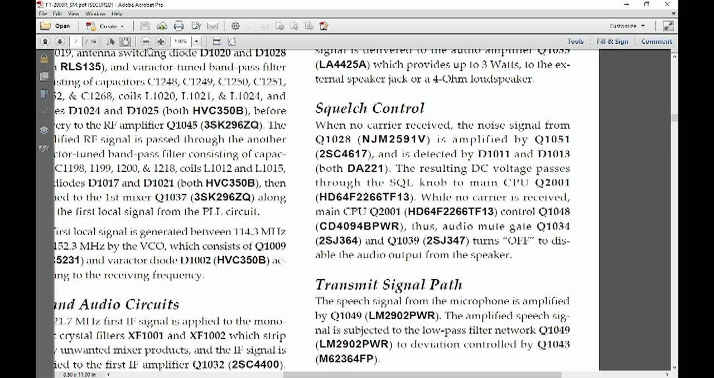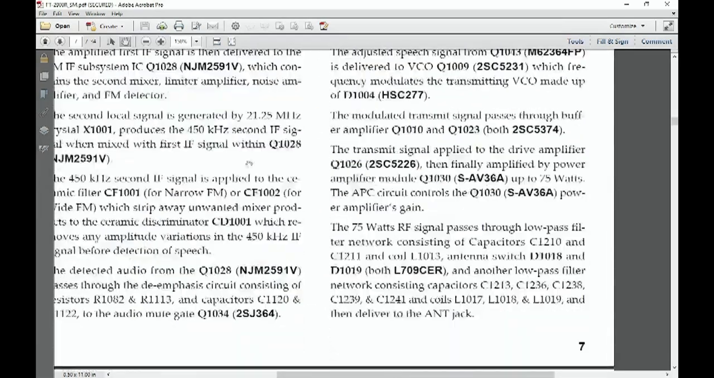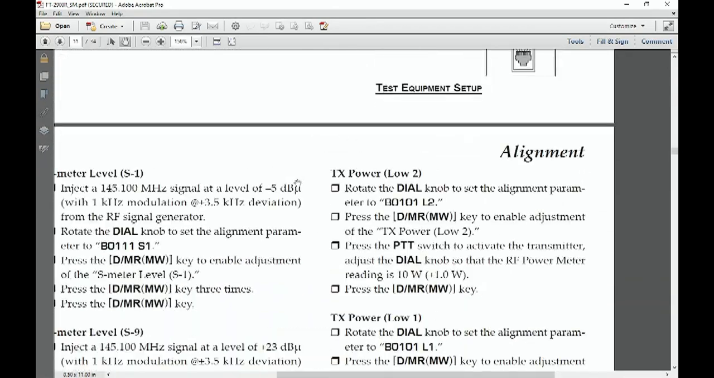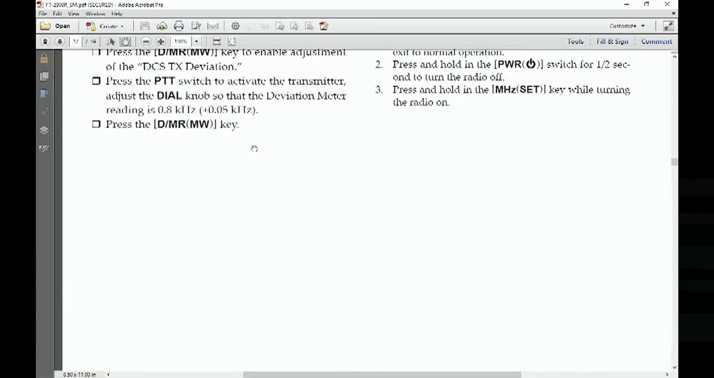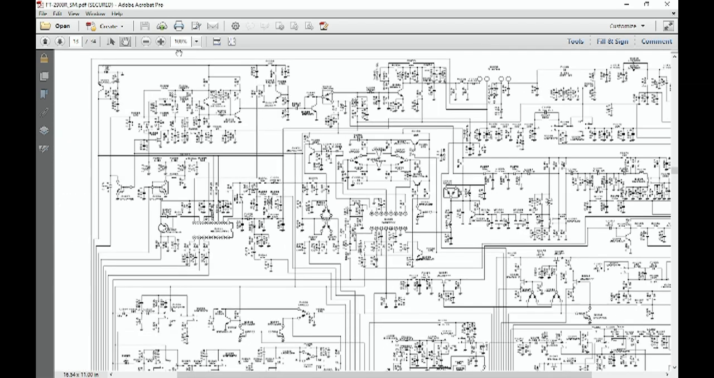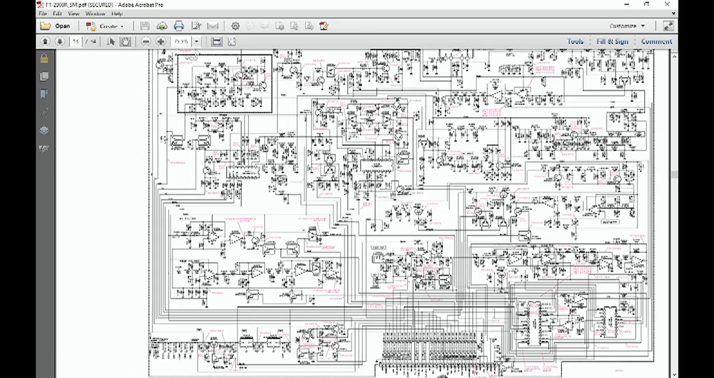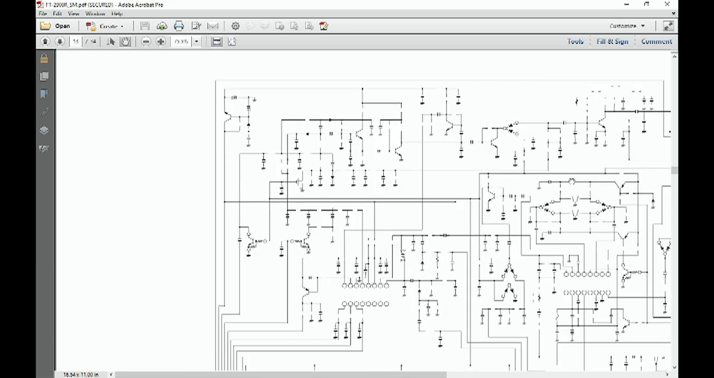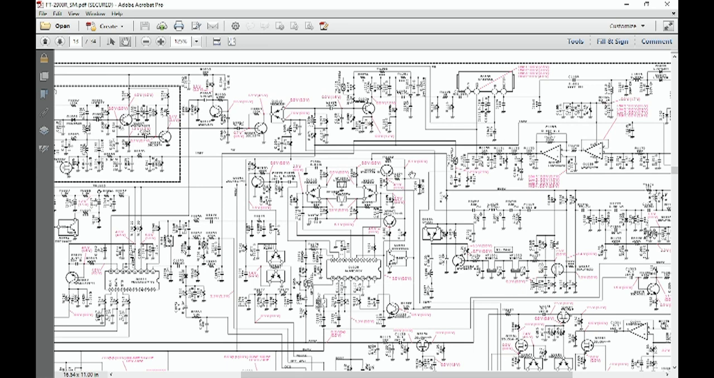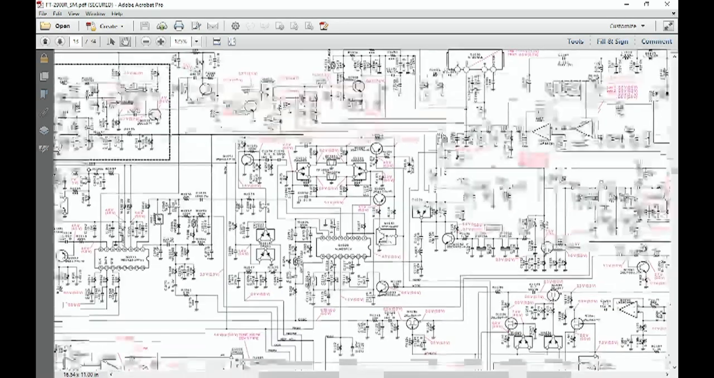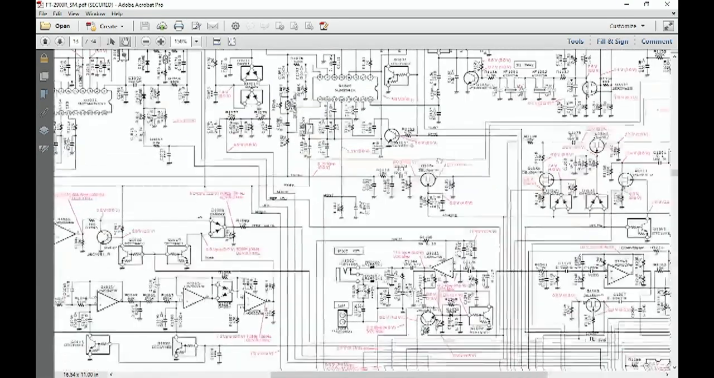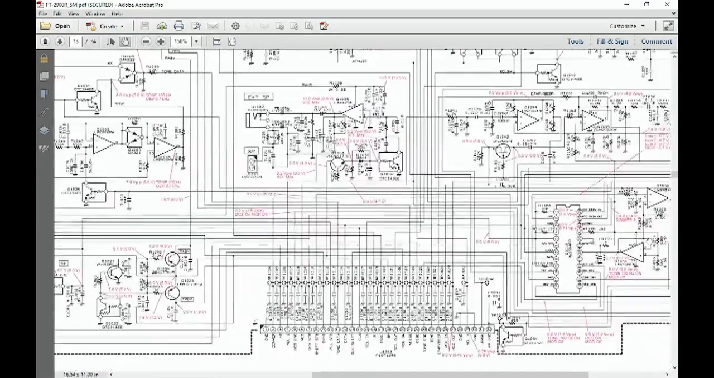So let's proceed to looking at the schematic diagram and look into those components and check the signal output on the actual radio. So this is the schematic diagram. As we can see, initially it's very huge and daunting to look at, but if you just practice and familiarize yourself with the component markings used on the circuit diagram, it will be easy for you to interpret the schematic diagram.